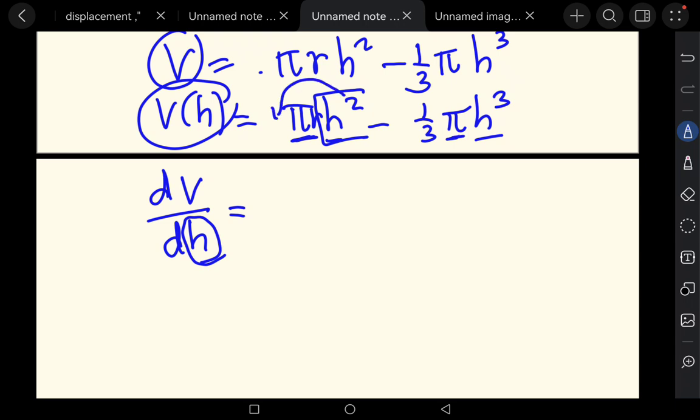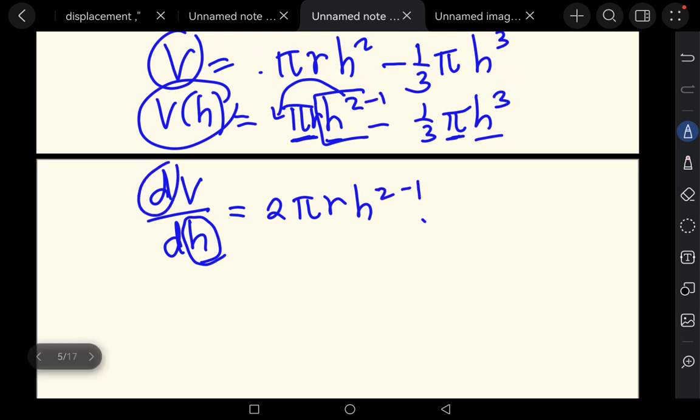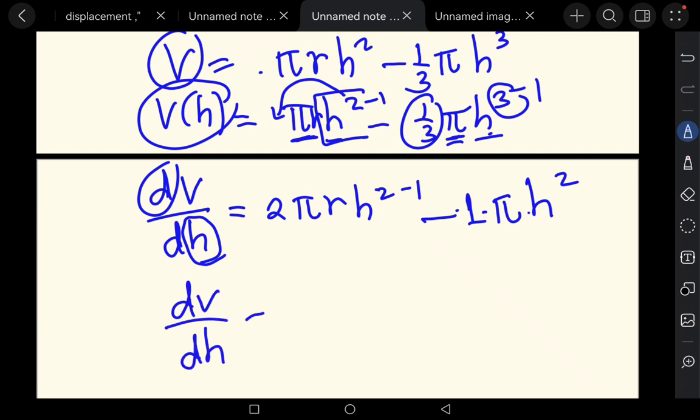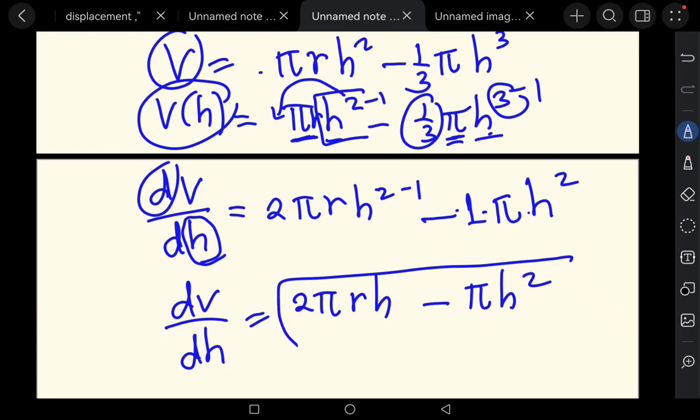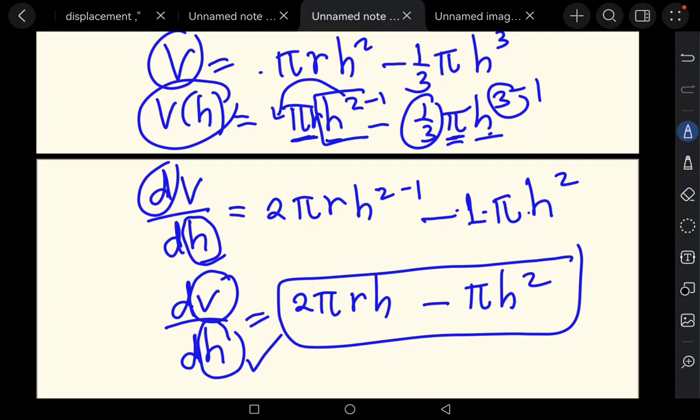So 2 over here, so 2 pi r h to the power 2 minus 1, because of this minus 1, right? When you do the derivation, minus 3 times 1/3 is 1 pi, the constant, and this power minus 1, so h to the power 2. Now we have the simplest form, 2 pi r h minus pi h squared. So that's the derivative of volume with respect to the variable height h.